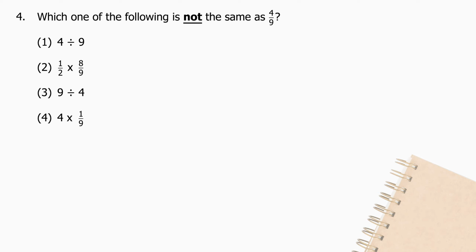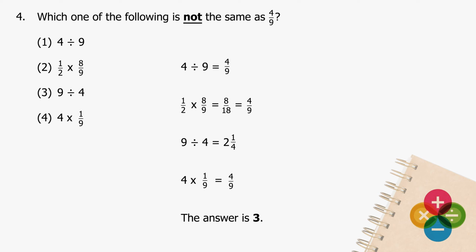Question 4. Which one of the following is not the same as 4/9? Divide 4 by 9, and the quotient is 4/9. Multiply 1/2 by 8/9, and the product is 8/18. Simplify 8/18 to simplest form will be 4/9. Divide 9 by 4, and the quotient is 2 1/4. Multiply 4 by 1/9, and the product is 4/9. The answer is 3.